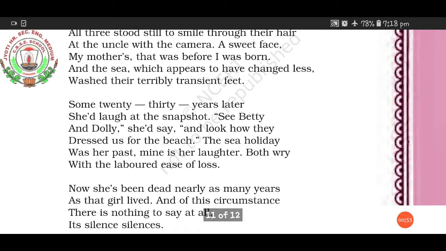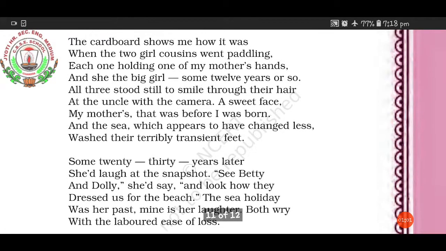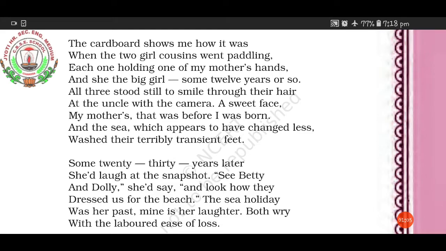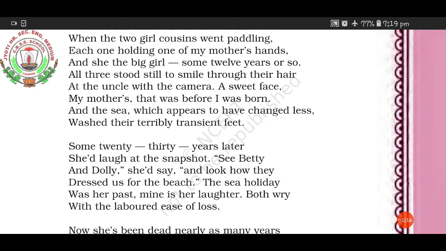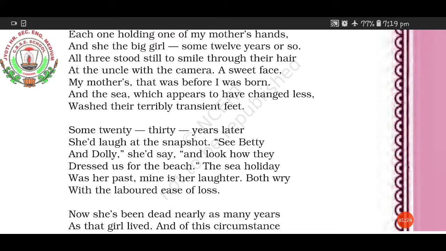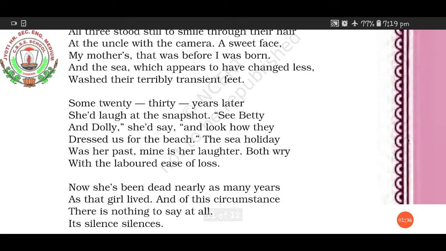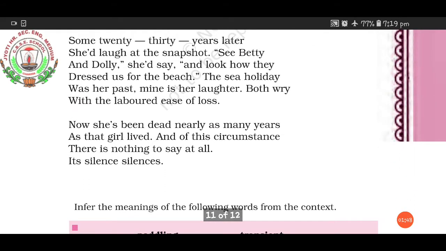So in this poem, we have seen the poet's mother, and the poet recalling the time when the mother was just 12 years old, and she had gone on a sea holiday with her two young cousins, whose names are Betty and Dolly, and how they spent their time there, how they enjoyed it. Then when the mother sees the photograph, what she recalls, and when the poet sees the photograph, what she recalls, what it is that they both have lost, and how they both were trying to cope with that loss with great difficulty or hard labor, and then the death of the poet's mother and the silence that accompanies that death to express the deep pain of the poet. This is what we have done in the last video.